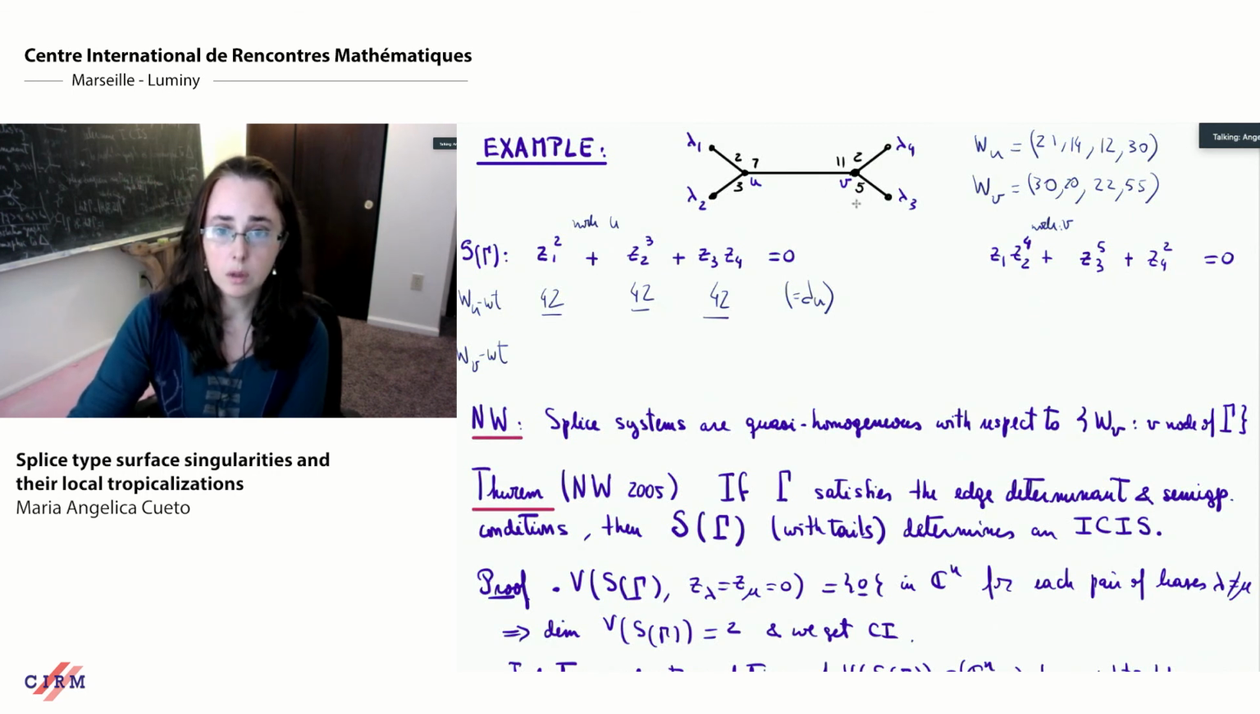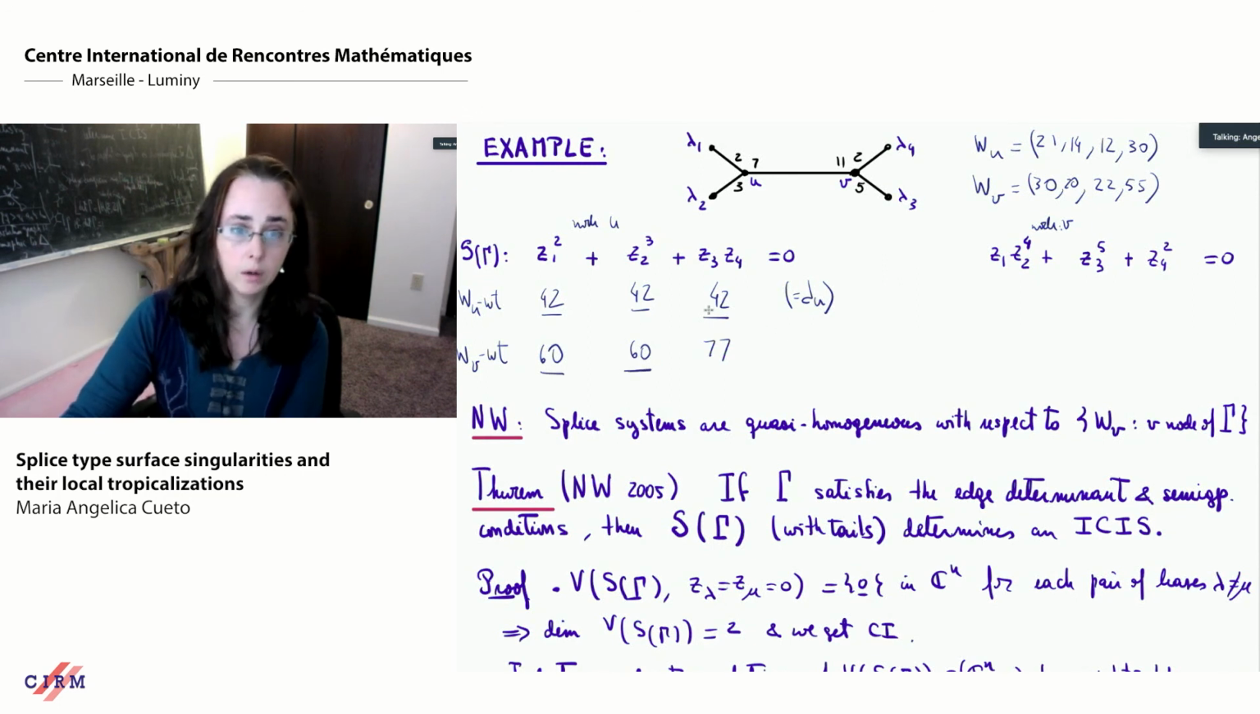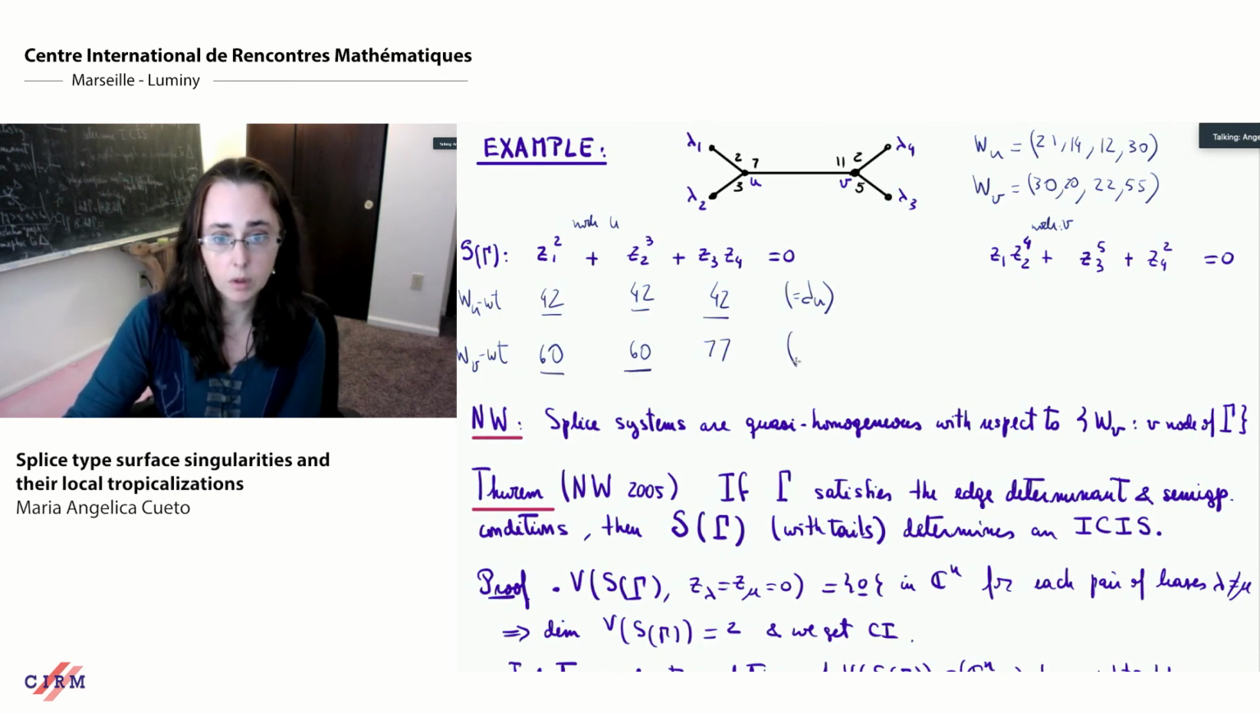Now, if I consider the weight coming from the other node, in this case, I will get 30 times 2, which is 60. Then the second one is going to give me now 20 times 3, which is again 60. And then finally, the third one is going to give me 22 plus 55, which is larger, 77. So in this case, the overall weight of my polynomial is going to be 60, and that's precisely the linking number between U and V.